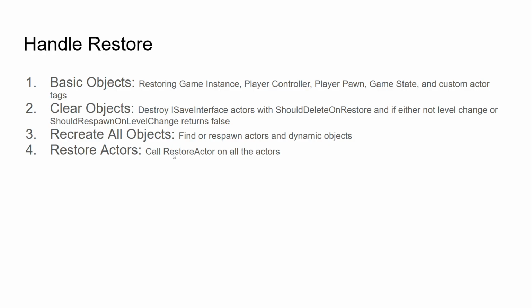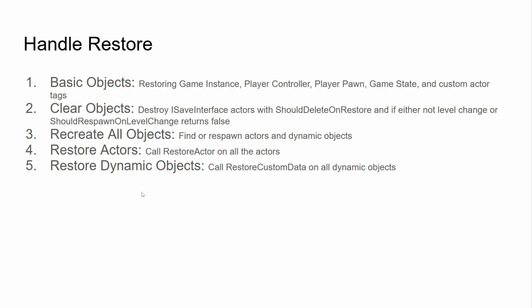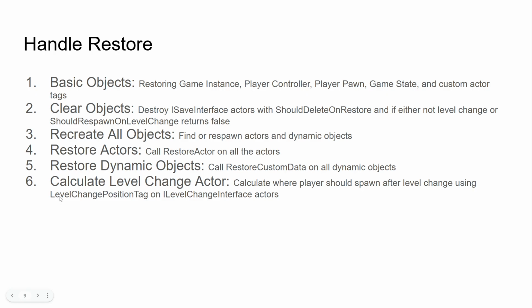Then the restore on actors. So then it restores all the values on the actors. This is important to do for all of the actors only after all of the actors and dynamic objects have been restored. So if actor 2 is referencing actor 1, actor 1 already needs to exist, and if actor 1 references actor 2, then actor 2 already needs to exist and have the correct pointer and stuff like that. Restore dynamic objects, similarly for all the actors. At this point, I call restore custom data on all of those.